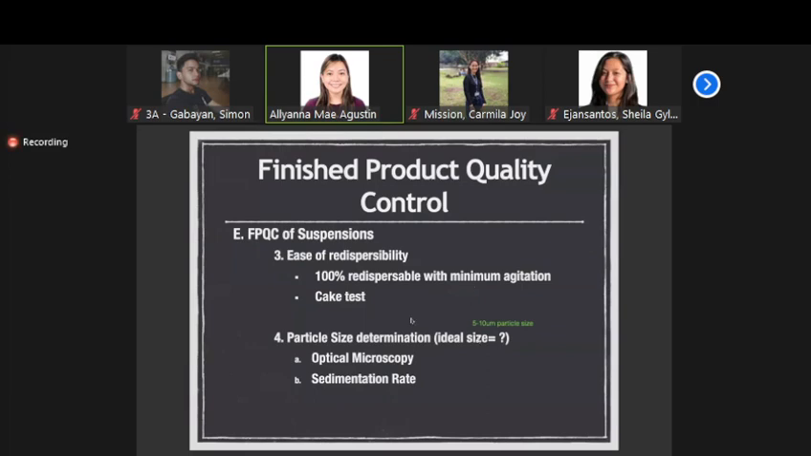So, for particle size determination, you can use optical microscopy or the sedimentation rate. Because if it settles faster, the sedimentation rate is faster, meaning the particle size is larger. So, there for your suspension.